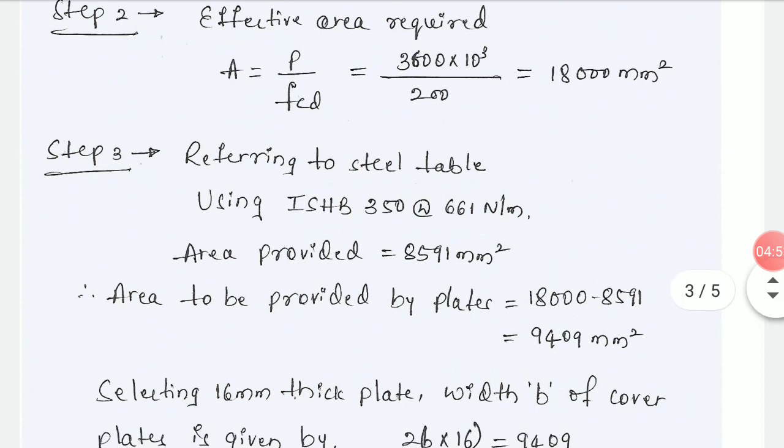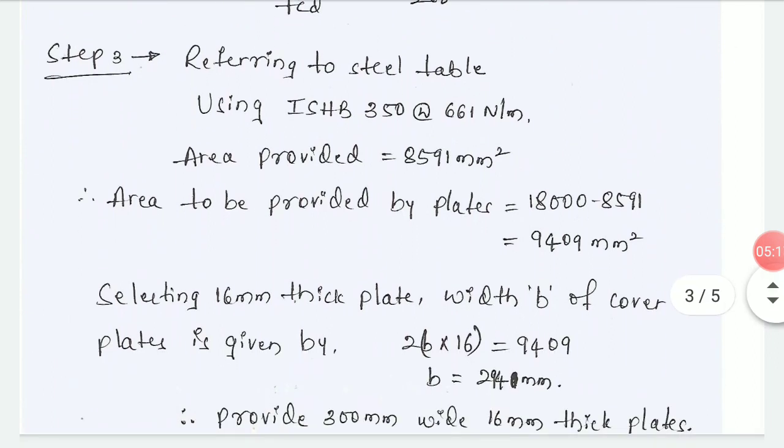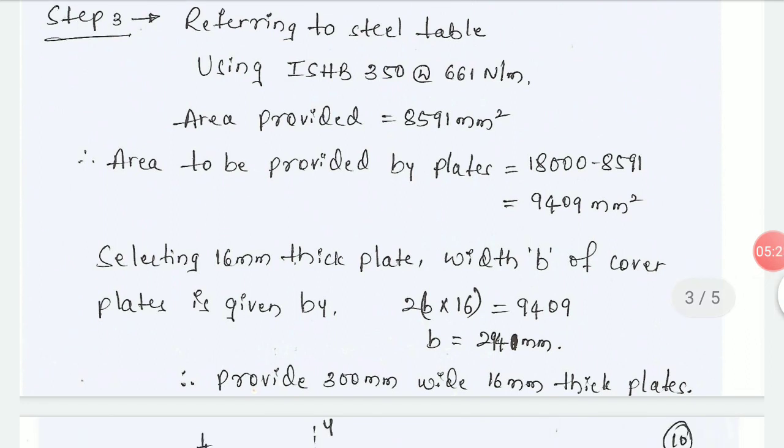This is the area of the I section. Next I need to calculate the area of plates required to satisfy 18,000 mm square. That is, the area to be provided by plates is 18,000 minus the area of the I section. So the plates shall be provided to the I section such that the area of the plates is equal to 9,409 mm square. I will select a 16 mm thick plate.